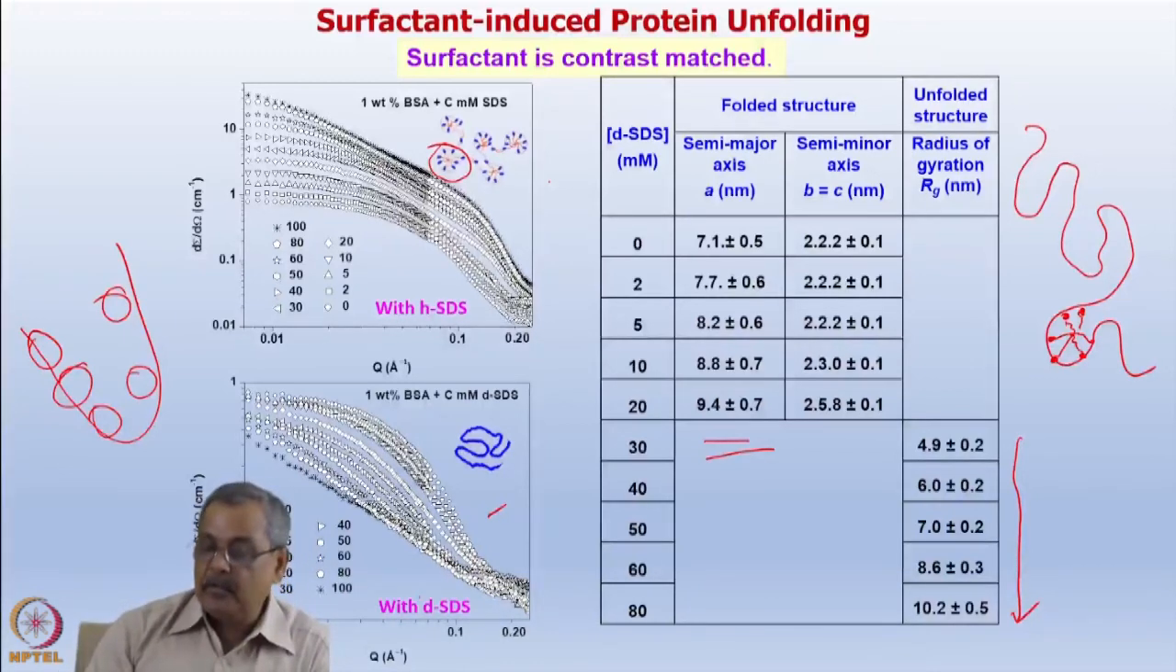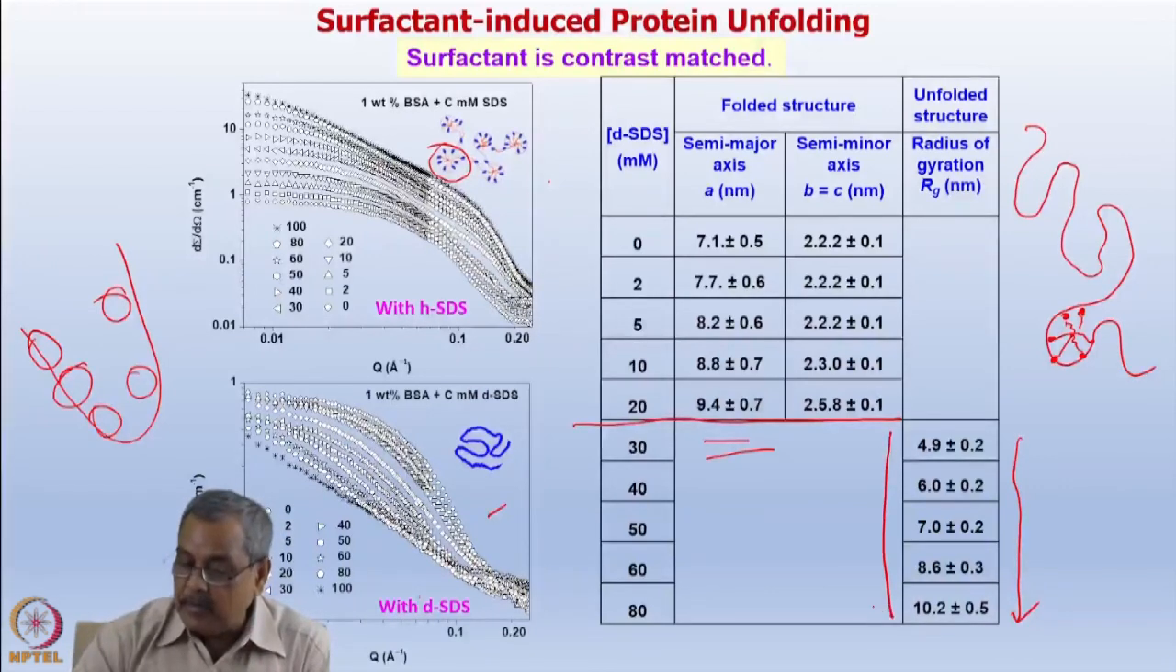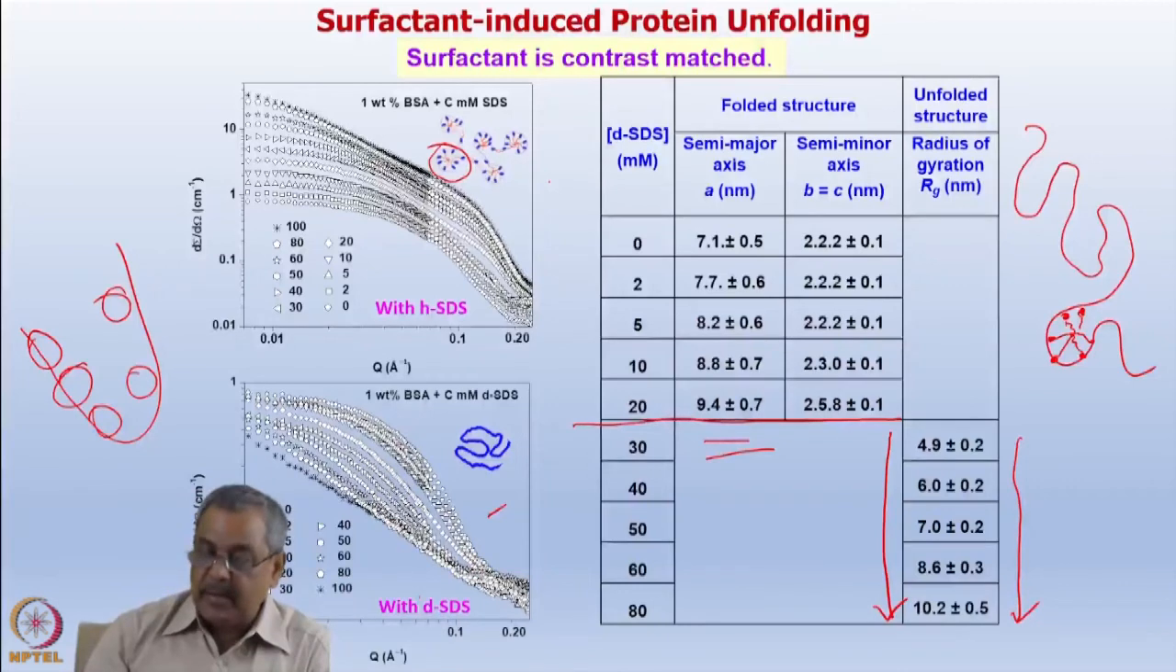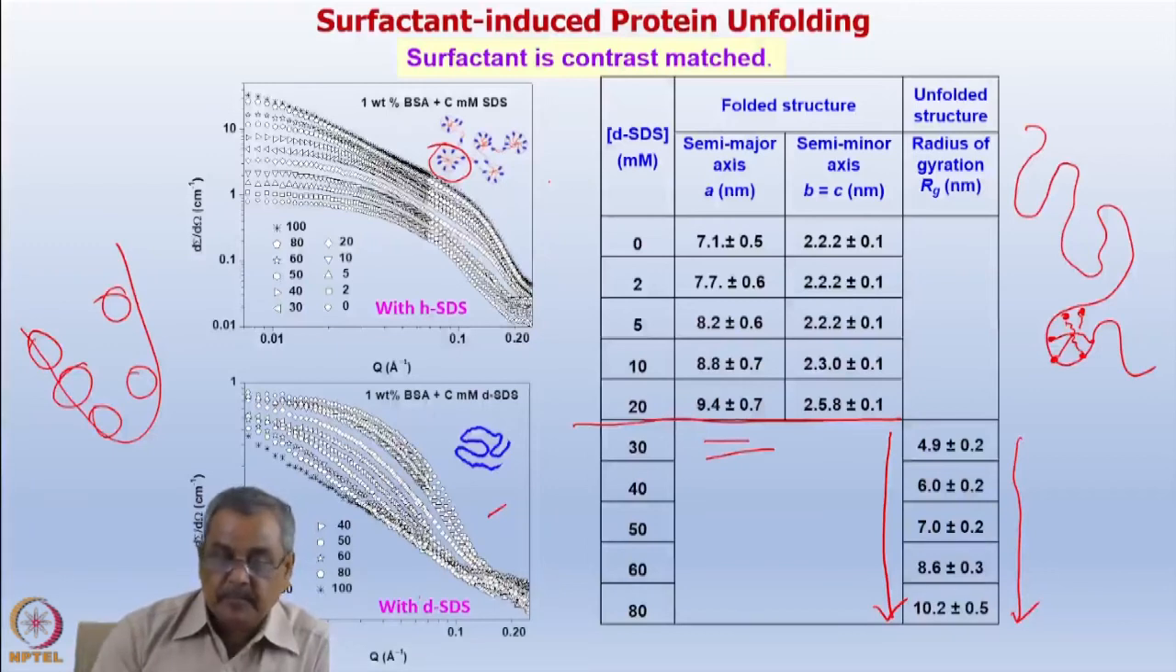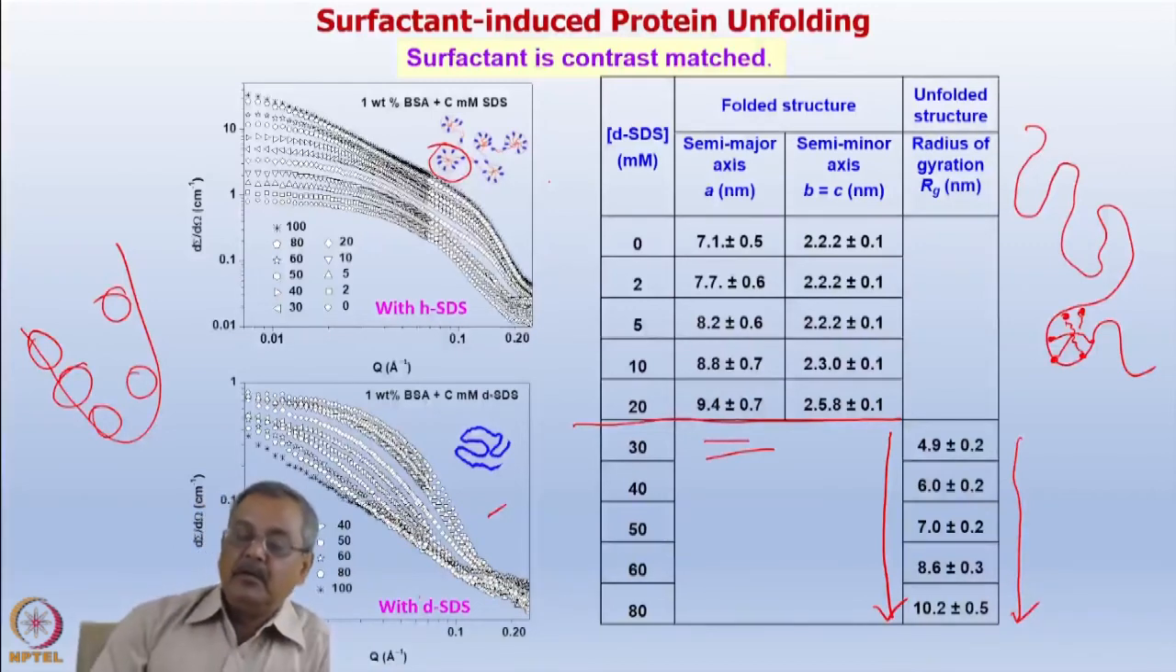And unfolding depends on the strength of the SDS surfactant. So up to 20 millimolar concentration, the protein remains folded. And beyond that, the protein starts unfolding from this point onwards, and we have found out the radius of gyration of the micelles in this unfolded protein structure. We have done the experiments with 1% weight of BSA protein, which is bovine serum albumin, and with the hydrogenated and deuterated SDS micelle. This is also work done on the slit and velocity selector based small angle neutron scattering machine in Dhruva.